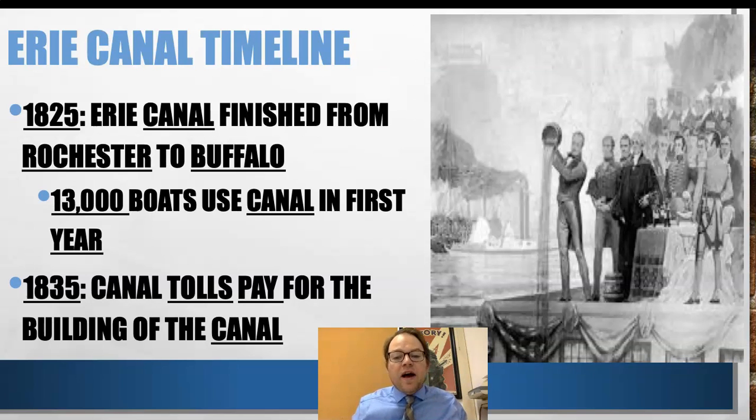So by 1825, about 8 years from the beginning, and remember, we're only building during the summer because in winter it's real cold, the Erie Canal is finished. DeWitt Clinton at this time is governor. He runs for election in 1817 and wins. He loses in 1821. He wins again in 1825. And it's finished.